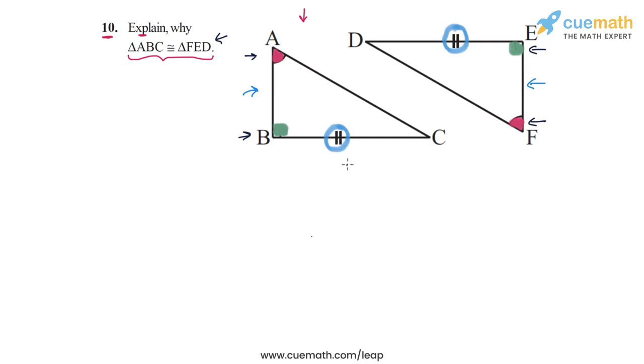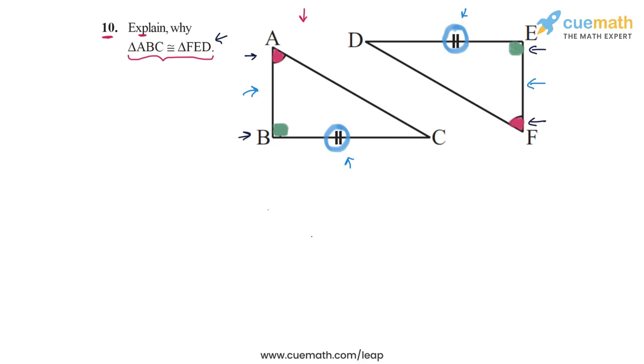But in this case, because the equal pair of sides BC and ED are not the included pair of sides, this is basically what the question is about. How can we claim that the two triangles are still congruent? Well, it's actually quite easy.